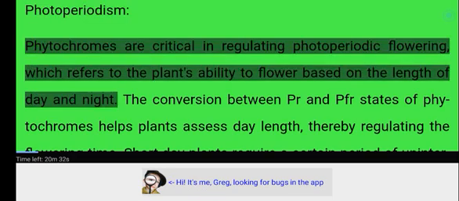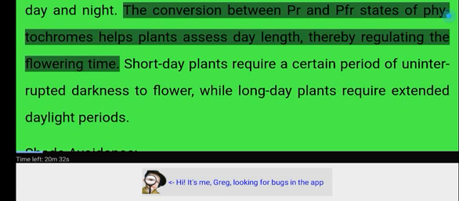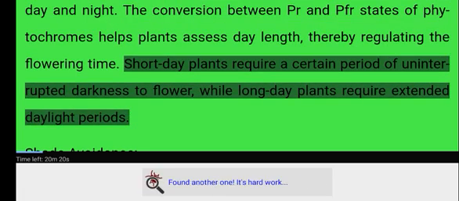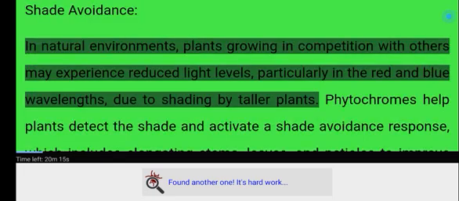Photoperiodism. Phytochromes are critical in regulating photoperiodic flowering, which refers to the plant's ability to flower based on the length of day and night. The conversion between Pr and Pfr states of phytochromes helps plants assess day length, thereby regulating the flowering time. Short-day plants require a certain period of uninterrupted darkness to flower, while long-day plants require extended daylight periods.